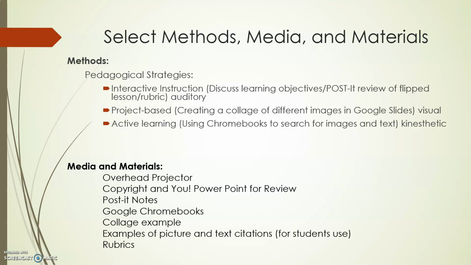The materials that we'll need for this: an overhead projector and computer for me, my Copyright NU PowerPoint, so we can go over it briefly, specifically the parts on what copyright is and what public domain is, Post-it notes for our quick review activity, Google Chromebooks for them, a collage example that I created in order to show them what I'm looking for, and examples of picture and text citations to have at their table, so when they do find their source, it's kind of a quick refresher on how to cite that properly, and then rubrics for them to take a look at as well.